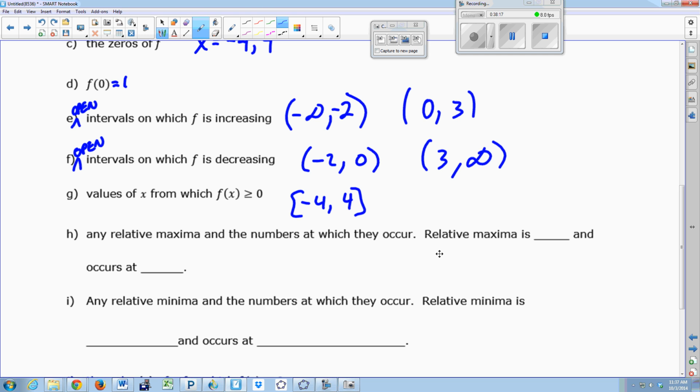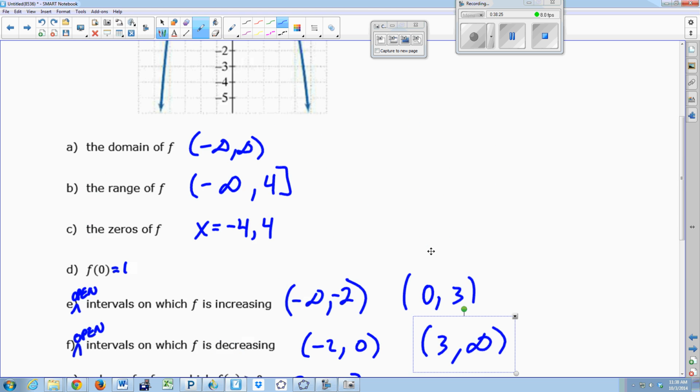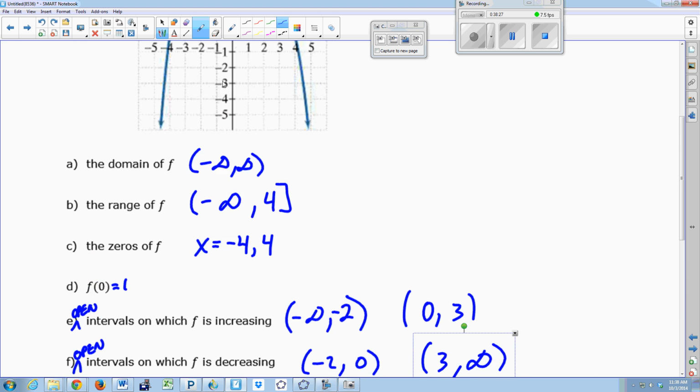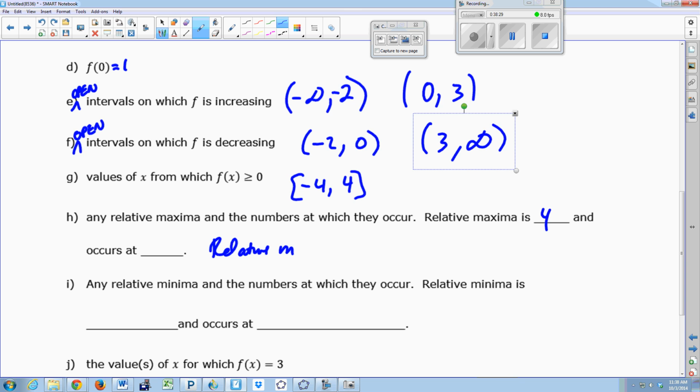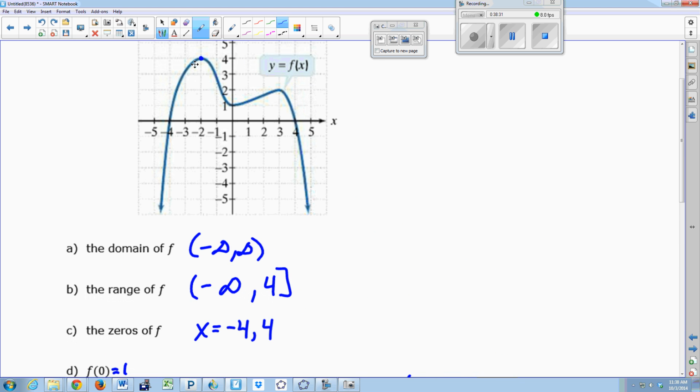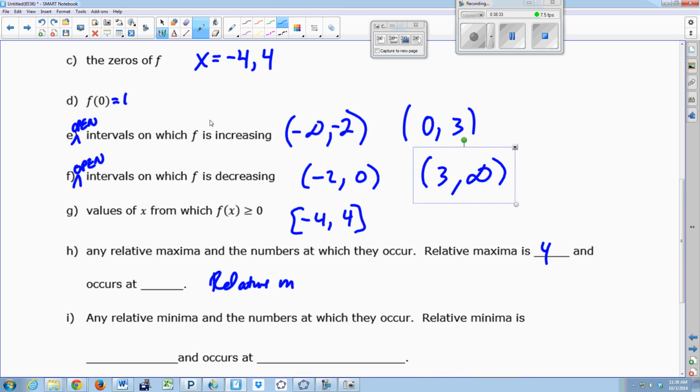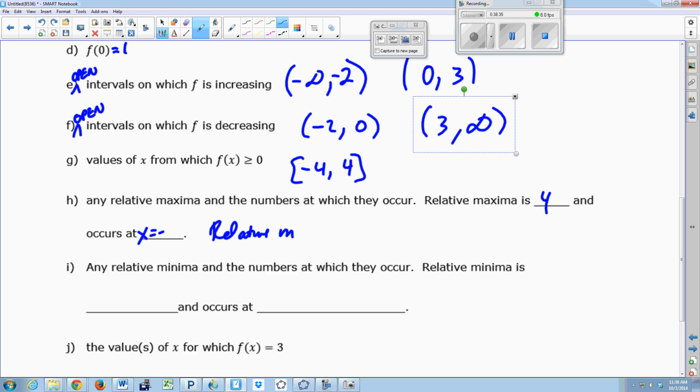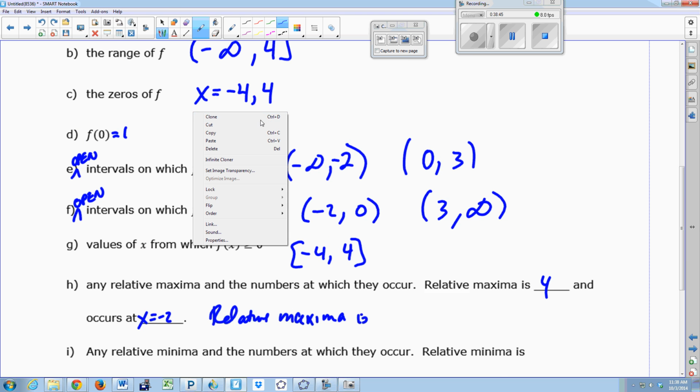It's any relative maxima and the numbers at which they occur. You really need two sentences here because you have two relative maximas. You have a relative maxima where it's at 4, and it occurs at what? -2, right? It occurs at x equals -2, but the relative maxima value is 4. And then you'd say it again. Well, I have another one.